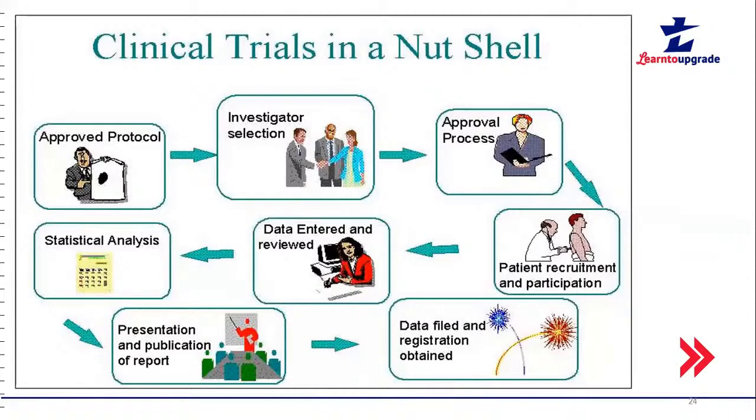Then if everything is fine, they will send it to the authority, saying this is going to be the protocol, the doctors and everything. Once the authority is convinced and gives you the approval, you can start recruiting your patients as per the inclusion and exclusion criteria. That means who is going to be included and excluded. As per that, you do the patient recruitment. After the patient recruitment, you start doing the study.